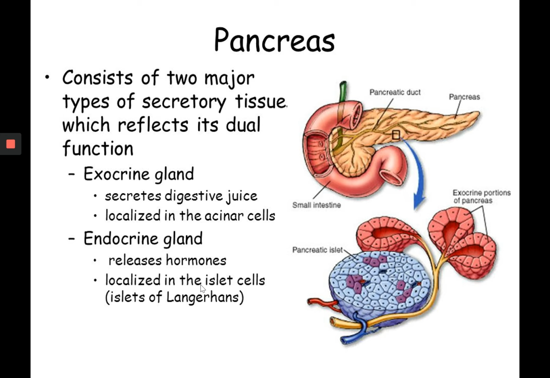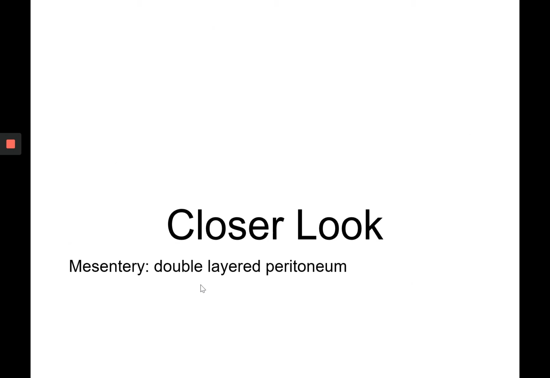The exocrine glands in the pancreas secrete digestive juices such as bicarbonate ions, and we find that the secretory cells for the exocrine glands of the pancreas are localized in the acinar cells. The endocrine gland cells that produce hormones such as insulin and glucagon for the pancreas are localized in the islets called the pancreatic islets or islets of Langerhans. Again, the pancreas has both endocrine and exocrine functions.